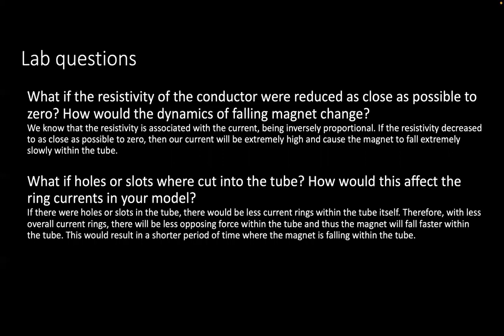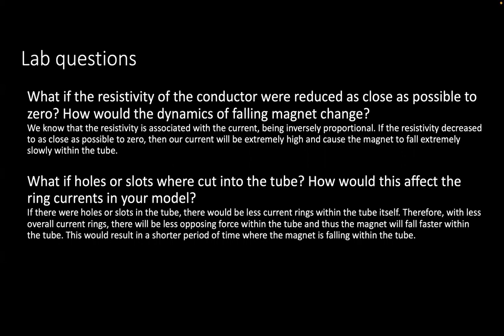For the lab questions, for the first question, I answered that we know that resistivity is inversely proportional to the current. If the resistivity decreased to as close as possible to zero, then our current would be extremely high and cause the magnet to fall extremely slowly within the tube.